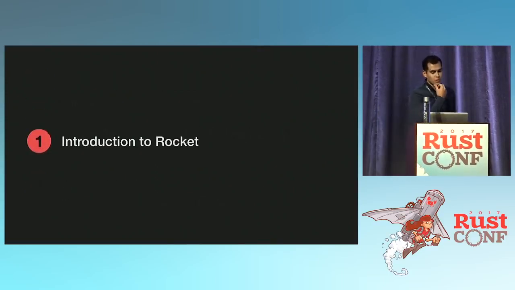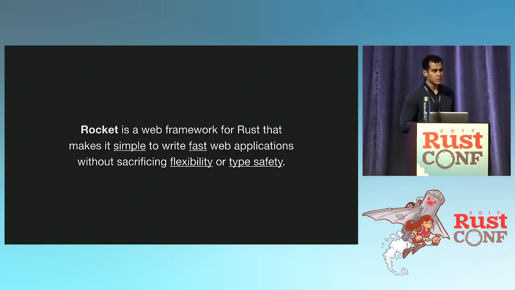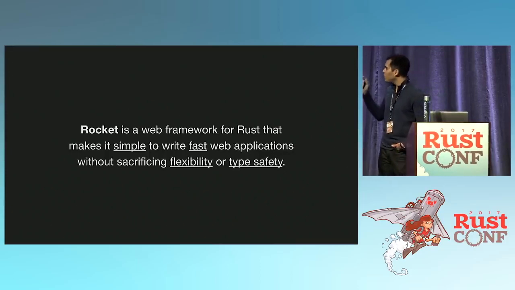OK, so let's start with an introduction to Rocket. So again, Rocket is a web framework for Rust that ideally makes it simple, i.e., like it's very easy to read, very easy to write fast web applications, what you would expect from a program written in Rust, without sacrificing flexibility, so you can do what you want to do, not what the framework wants you to do, or type safety. And I've underlined all of these things, but I really want to underline type safety.